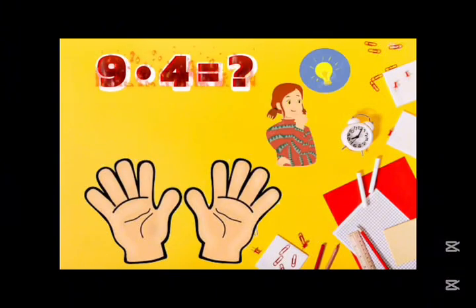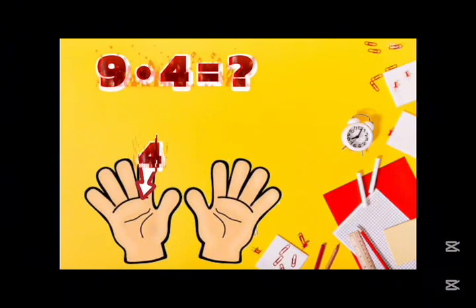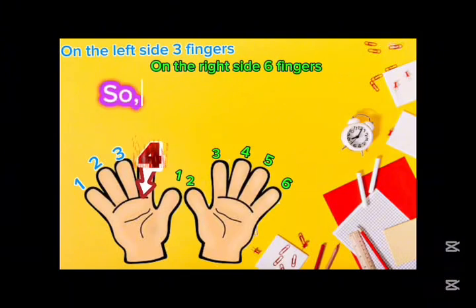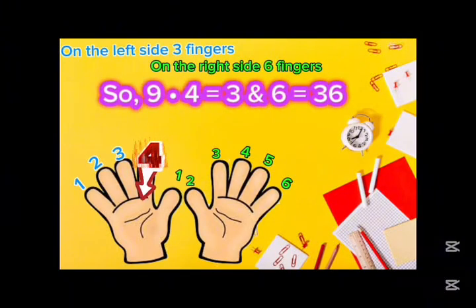9 times 4 equals... 1, 2, 3, then 1, 2, 3, 4, 5, 6. On the left side, 3 fingers. On the right side, 6 fingers. So 9 times 4 equals 3 and 6, 36.